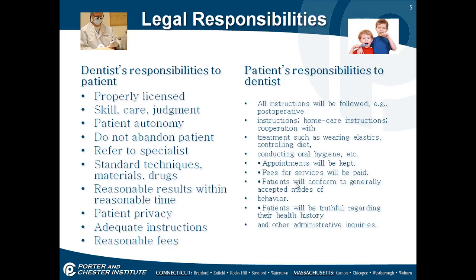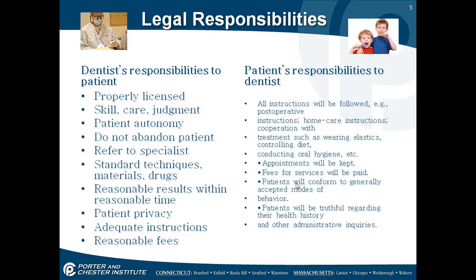Legal responsibilities. The dentist's responsibilities to the patient include being properly licensed, skill, care, and judgment, patient autonomy, do not abandon the patient, refer to a specialist, standard techniques, materials, and drugs, reasonable results within a reasonable time, patient privacy, adequate instructions, and reasonable fees.